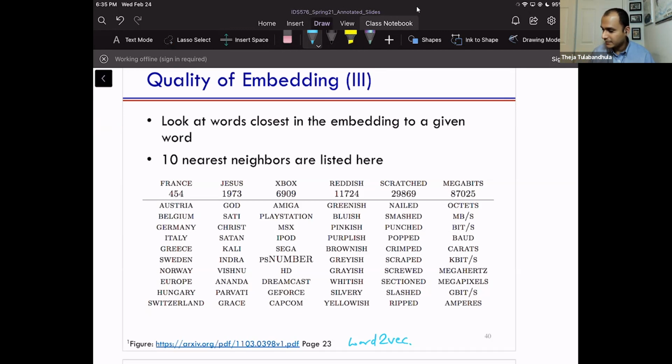So first, in addition to doing t-SNE, the second set of things you can do is ask what the nearest neighbors of some of the words are. You have vectors, so you can always ask, given a word, what are some words which are very close to it? For example, for the word France, these are the nearest neighbors, and for the word megabits, these are the nearest neighbors. So it gives you a sense of whether the quality of the embeddings is good or not. You can do the same thing with movies as well.